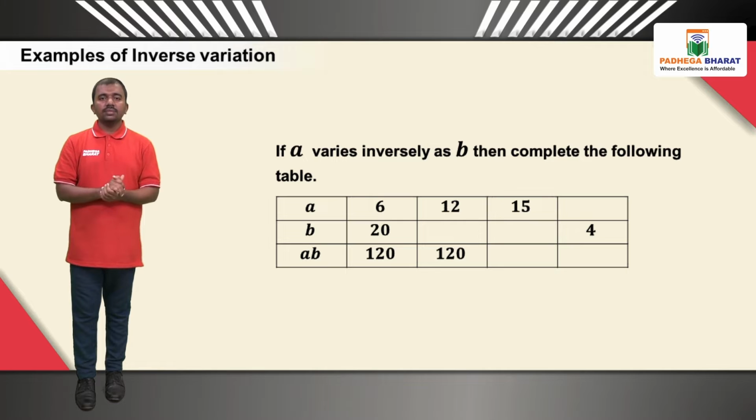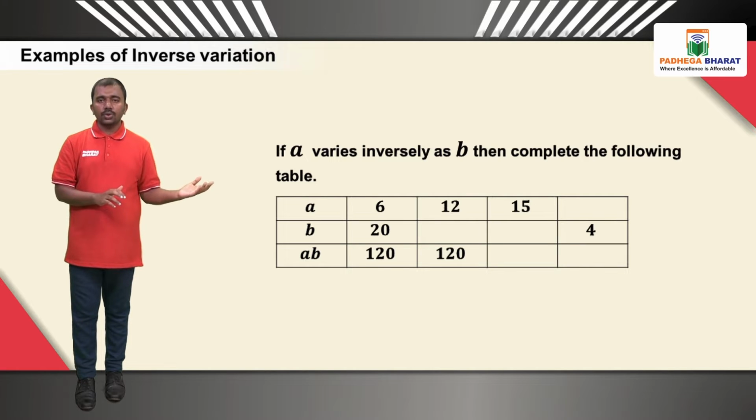And in the third column, the value of A is 15. The value of B is not given, but the value of AB is always constant. We know that, right? Yes. So the value of AB will be again 120. So what will be the answer here? Yes, the value of B will be 8.